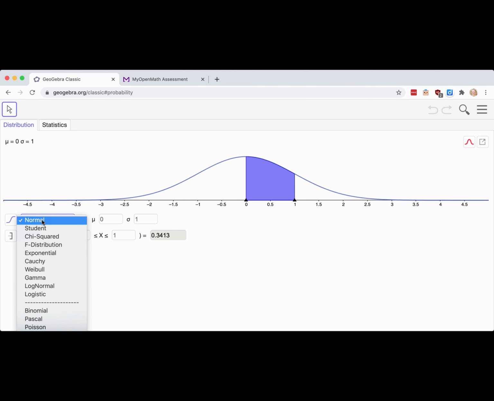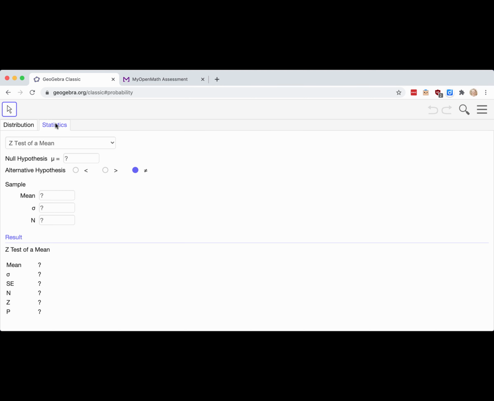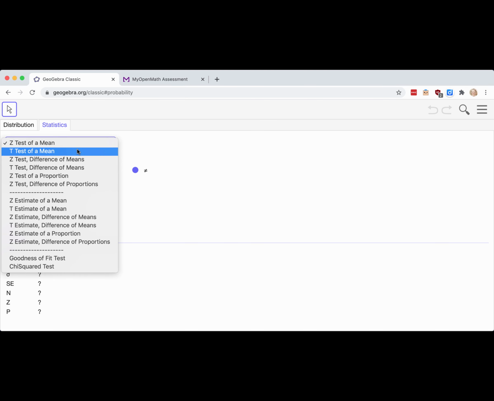You're probably familiar with the normal distribution at this point. What we want to go to is statistics. We'll choose the statistics tab. And we're going to choose the hypothesis test or confidence interval that we need to do. We are going to be doing a z-test for a proportion. So it says z because we use a normal model, and proportion for doing one proportion test.